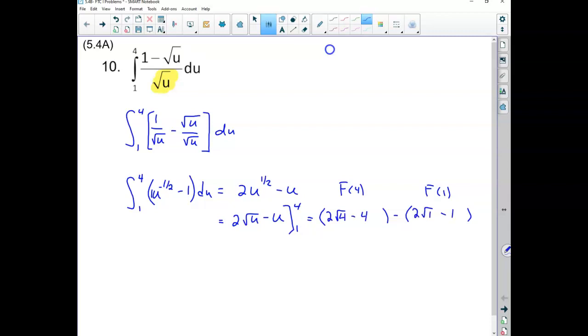What does that give me? Square root of 4 is 2, times 2 is 4, minus 4, minus square root of 1 is 1, times 2 is 2, minus 1. So that gives me 0 minus 1. My area is negative 1. Remember, my area can be positive, it can be negative, it can be 0, and it may or may not represent the total area underneath the curve, okay?